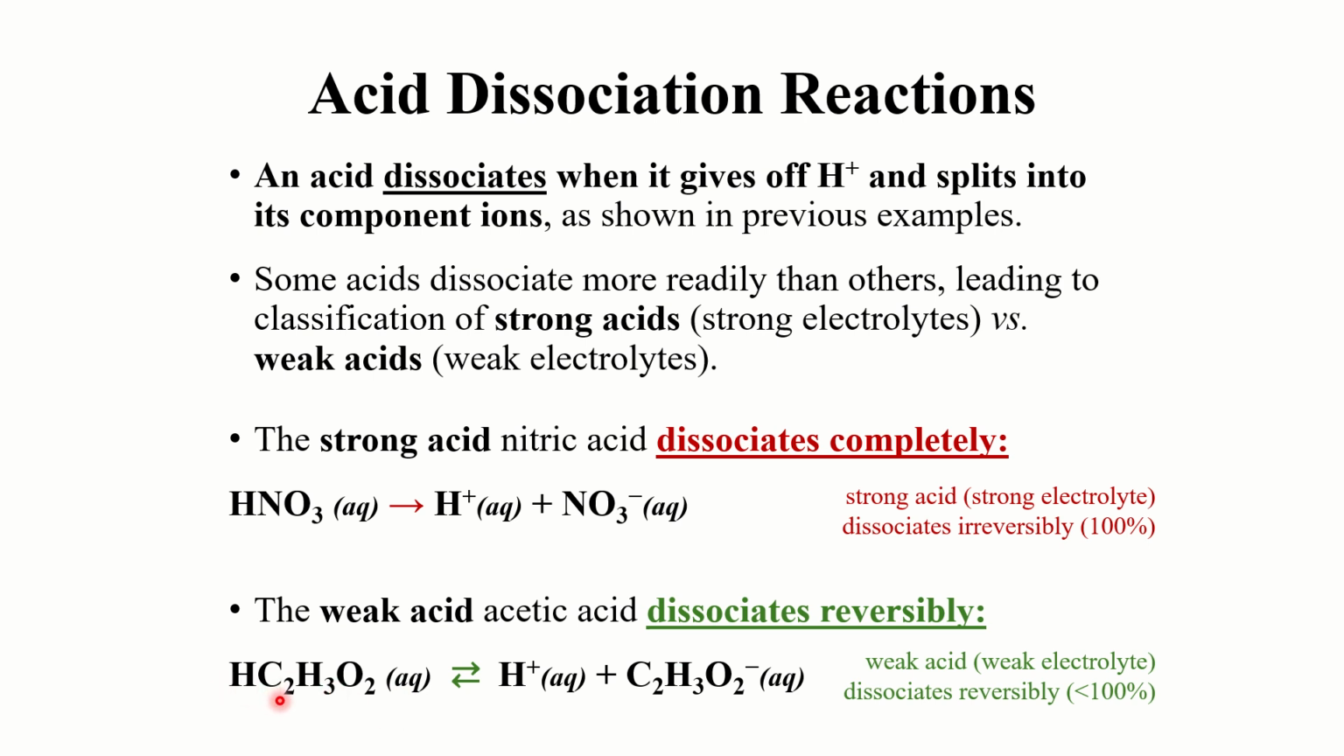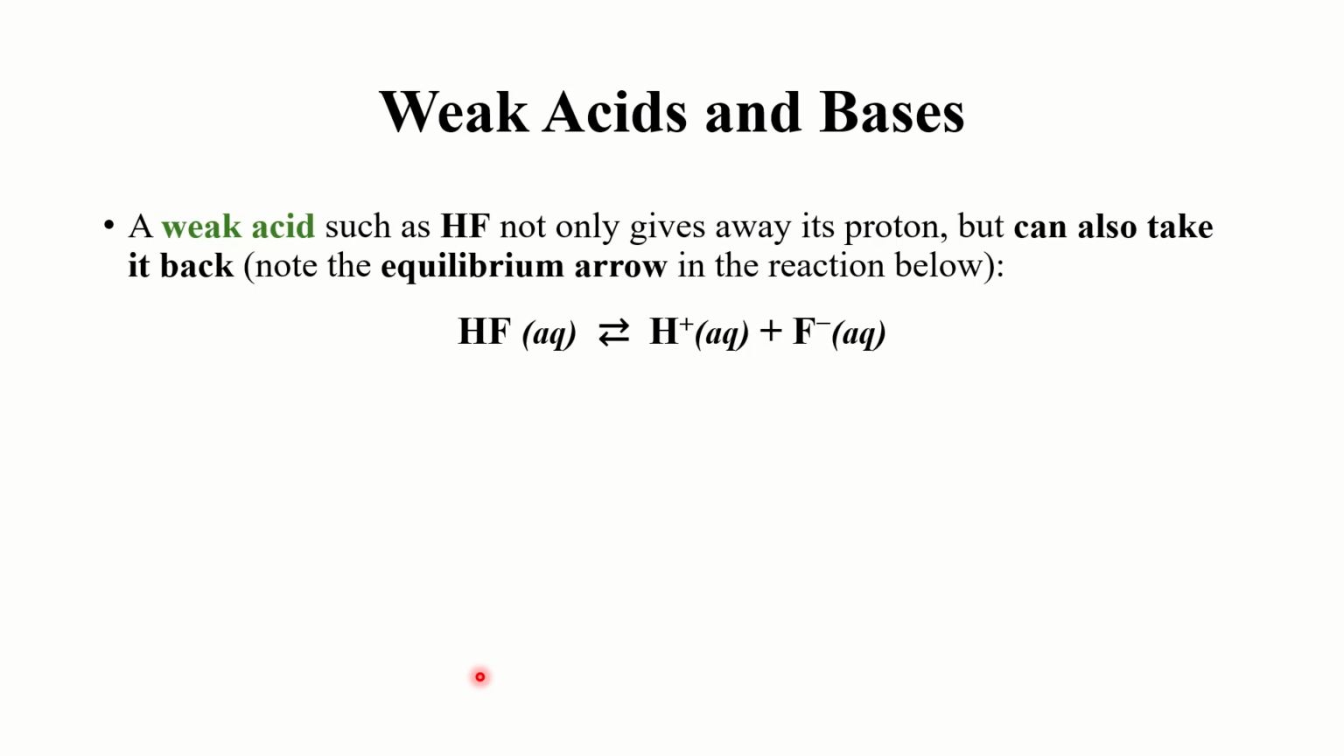So we get HC2H3O2 forms H+ and C2H3O2-, but double arrows because it is a weak acid that dissociates reversibly. Less than 100% of the acid dissociates.